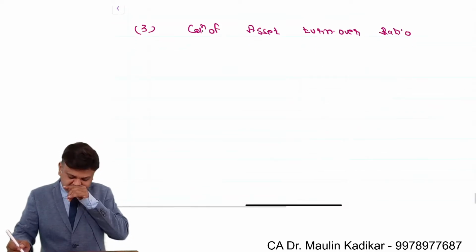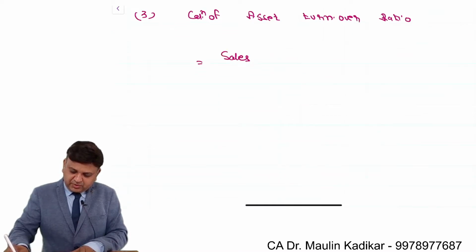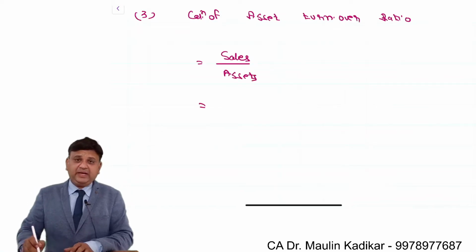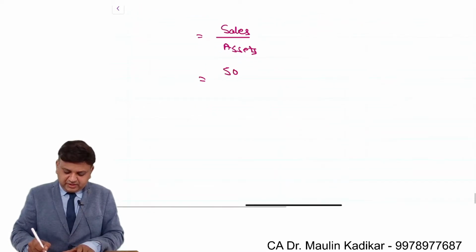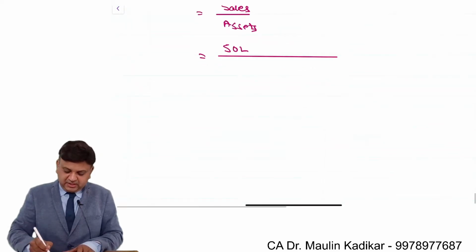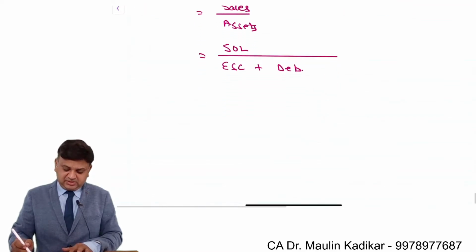It will be found as sales upon assets. This is the way it will be calculated. What is the sales of the company given to us in the question? 50 lakhs. Since we don't have the information about the assets, we are assuming that equity share capital plus debentures, total of both of them, is the total assets.